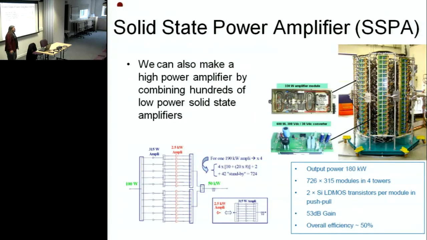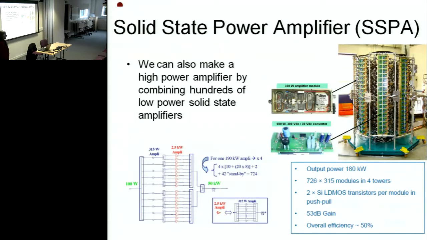Well, that's what was developed at Soleil. Other people are doing it as well now, where you have these wee 600-watt boards, which are made up of two 300-watt boards, which they then plug in together. They have 726 times 315 modules in four towers with an output power of 180 kilowatts each, each module consisting of two silicon laterally diffused metal oxide transistors. It gives you 53 dB gain and an efficiency of 50%. It's not bad compared to the Klystron, really.